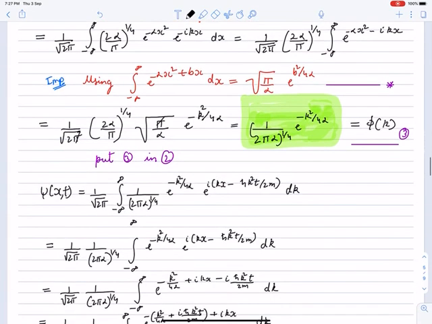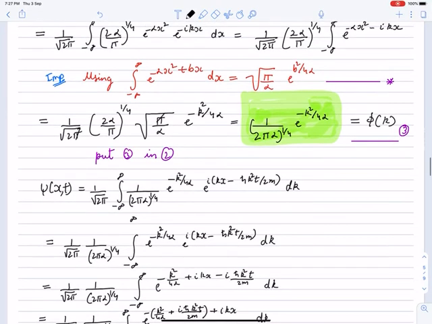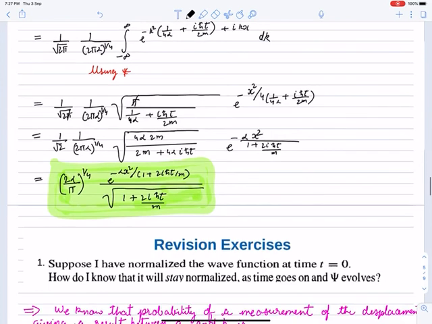By seeing this, you might feel that it is difficult. No, it is not difficult. You can pause the video and solve it. This integration you will get easily. So you will get psi x t. This is psi x comma t.